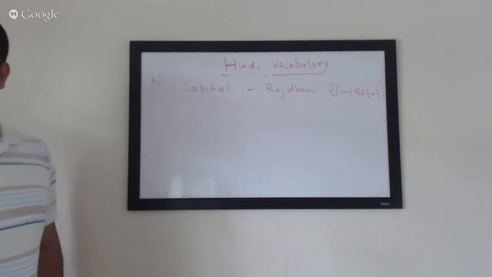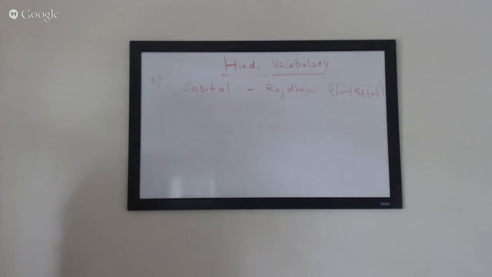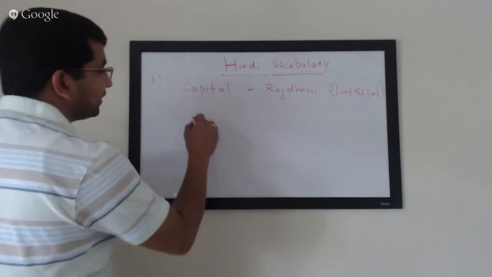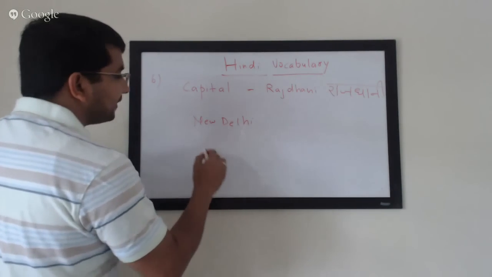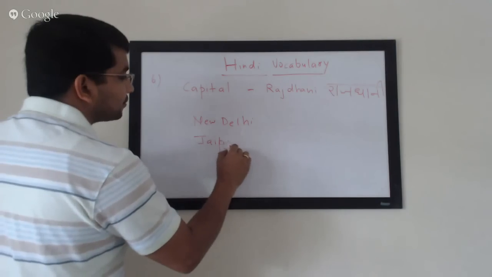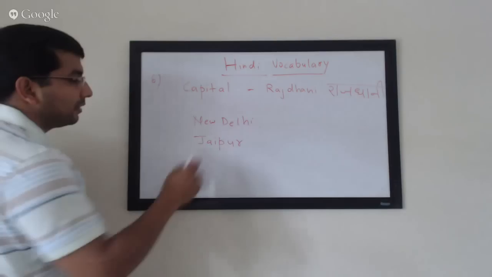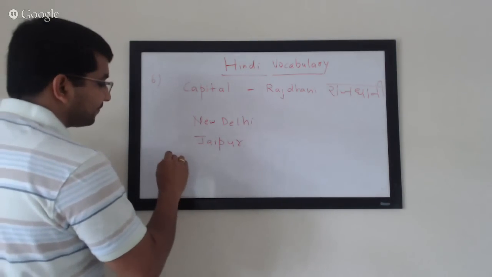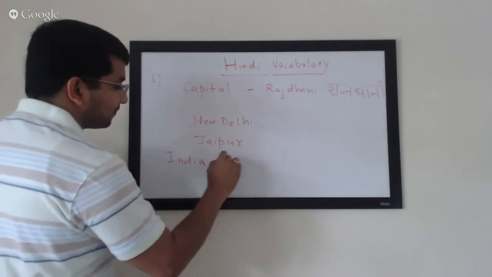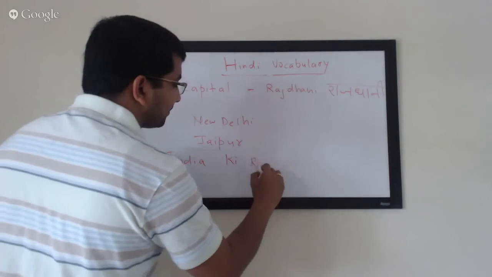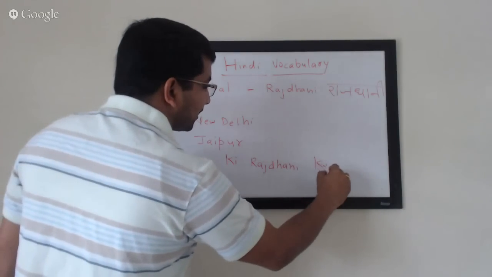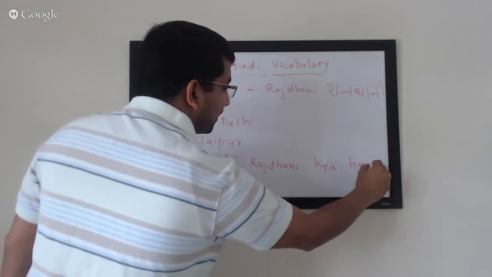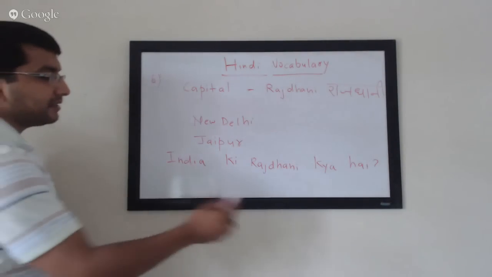Capital, Rajdhani, right? You must have heard this keyword in your day-to-day conversation or even in books. For example, capital of India is New Delhi, and capital of Rajasthan, one of the states in India, is Jaipur, right? So if somebody asks you India की राजधानी क्या है?